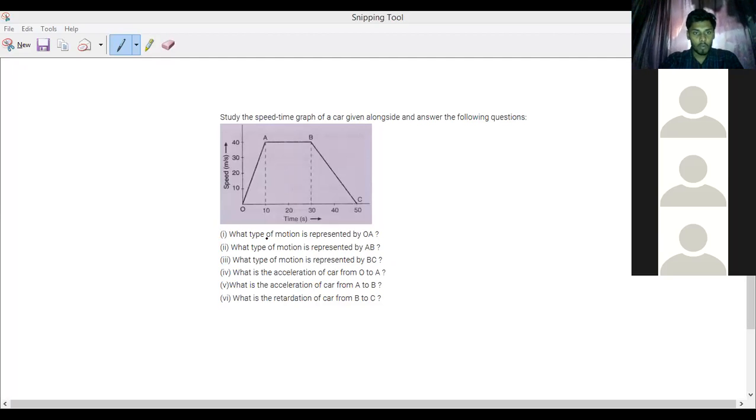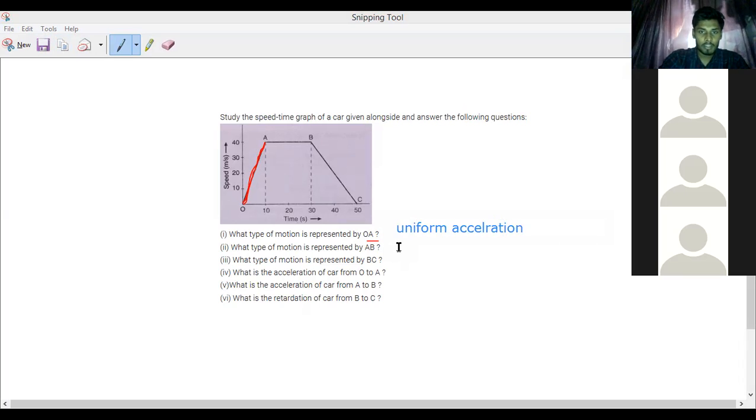What is the first question? What type of motion is represented by OA? From O to A. Observe carefully and tell me what type of motion it is. Uniform what? Speed or acceleration, something. You should speak. Nobody is responding. So it is uniform acceleration.